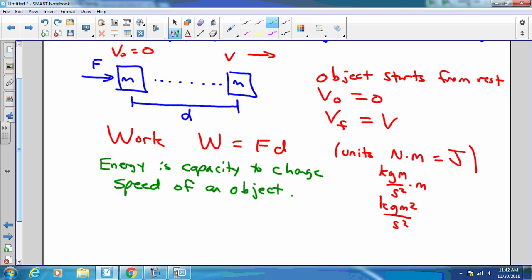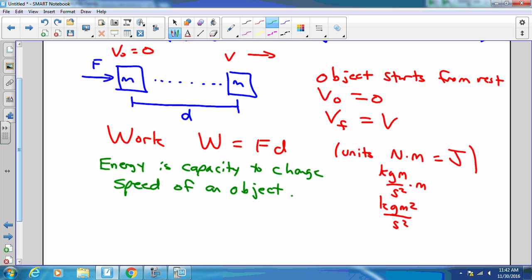Do we all agree that this force applied over this distance is definitely changing the speed of the object? So the work would fit into the definition of energy. It's the capacity to change the speed of the object. That immediately raises the question: how much change in speed do we get? Let's actually do a computation, because we can do that.